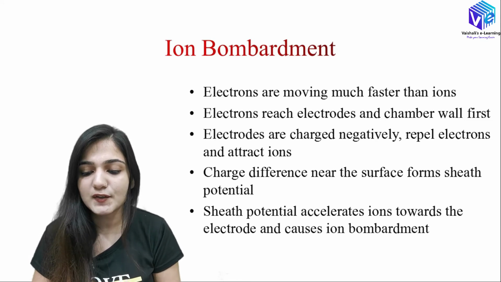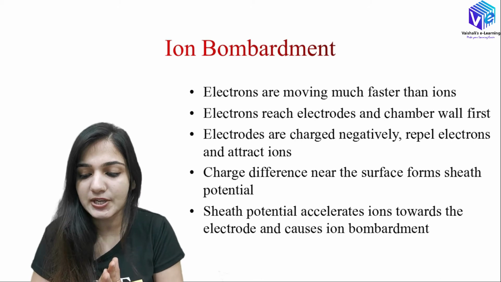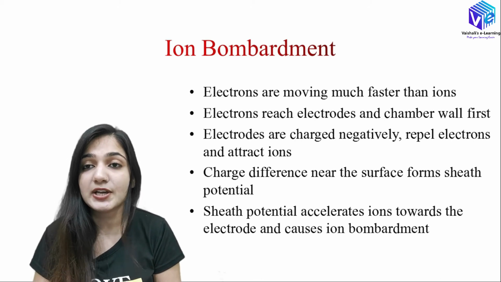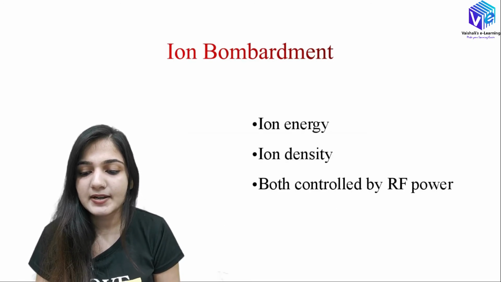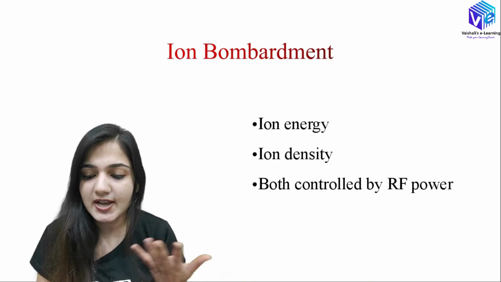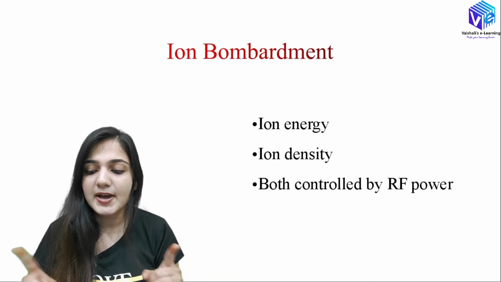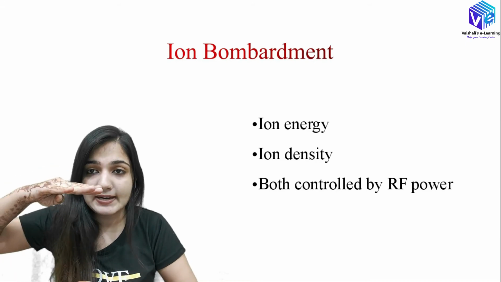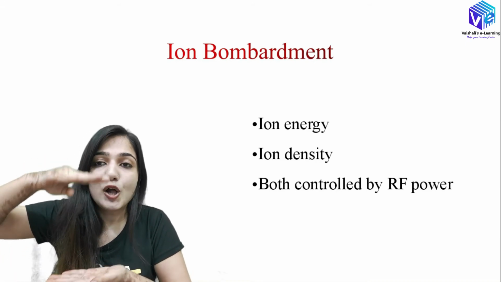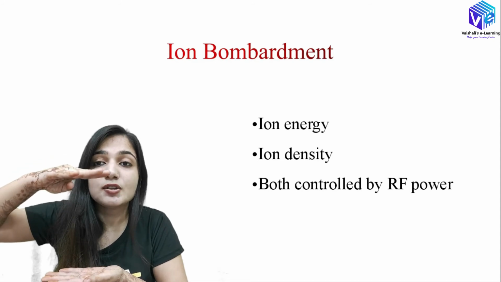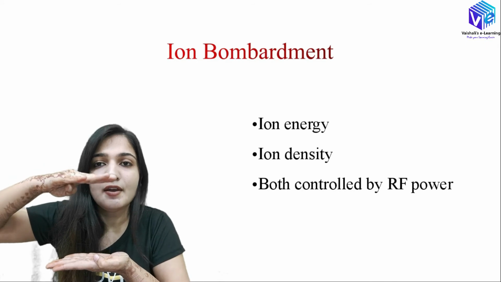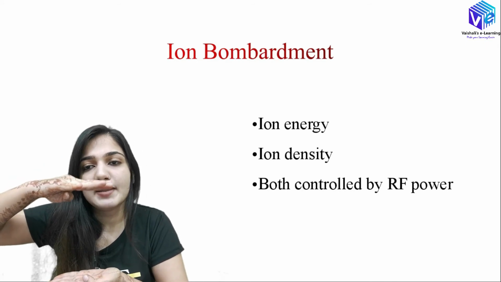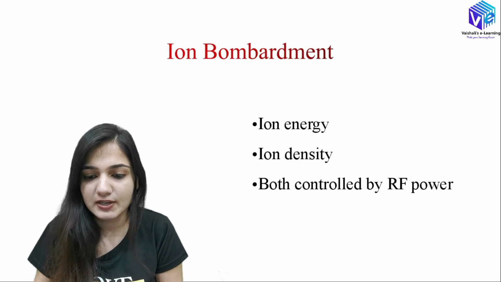Okay, I hope now you understand what sheath potential is, and this sheath potential accelerates the ions towards the electrodes and causes the ion bombardment. The ion bombardment gives me the ion energy and ion density, and both of them are controlled by the power that I am supplying. This is the alternating power that I am giving: once this electrode is positive, and then the next time this electrode becomes negative. So it keeps on fluctuating.